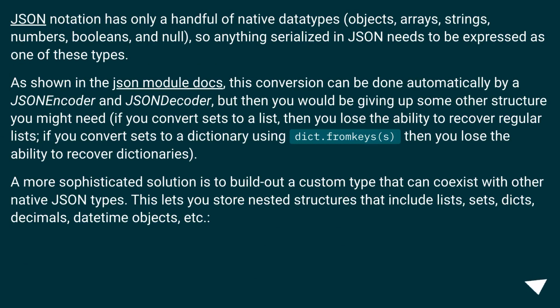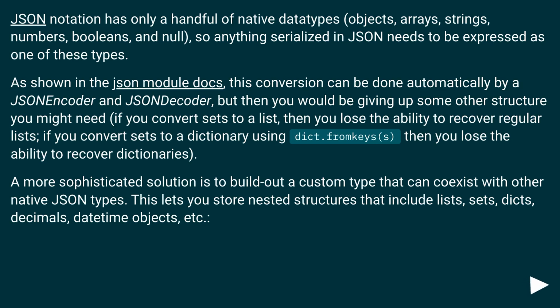JSON notation has only a handful of native data types: objects, arrays, strings, numbers, booleans, and null, so anything serialized in JSON needs to be expressed as one of these types. As shown in the JSON module docs, this conversion can be done automatically by a JSON encoder and JSON decoder, but then you would be giving up some other structure you might need. If you convert sets to a list, then you lose the ability to recover regular lists. If you convert sets to a dictionary using dict.fromkeys, then you lose the ability to recover dictionaries.